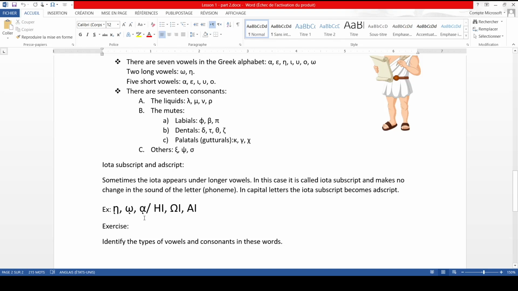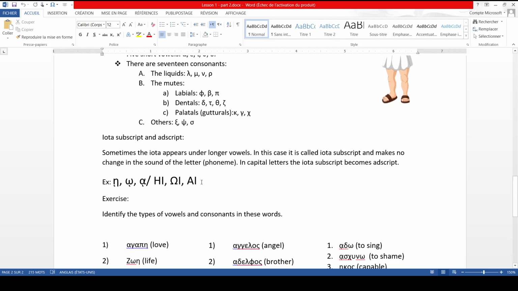So the caveat is that when these letters are capitalized, the iota subscript becomes adscript. Adscript means it is placed after the letter, next to the letter, instead of under the letter. So capital Eta, iota adscript. Capital Omega, iota adscript. Capital Alpha, iota adscript. Okay? So the iota adscript, just like the iota subscript, doesn't make any change in the pronunciation of the letter.